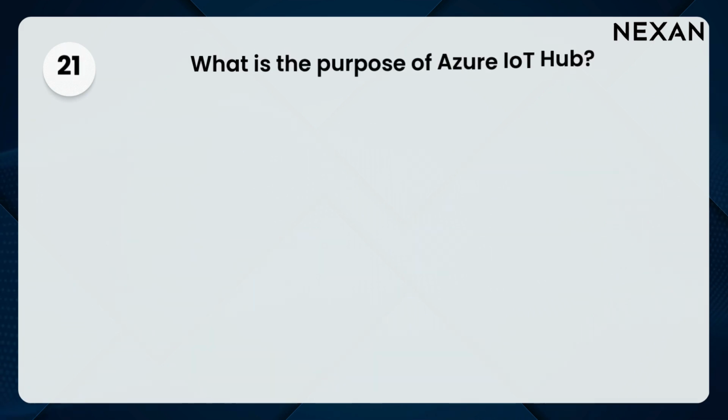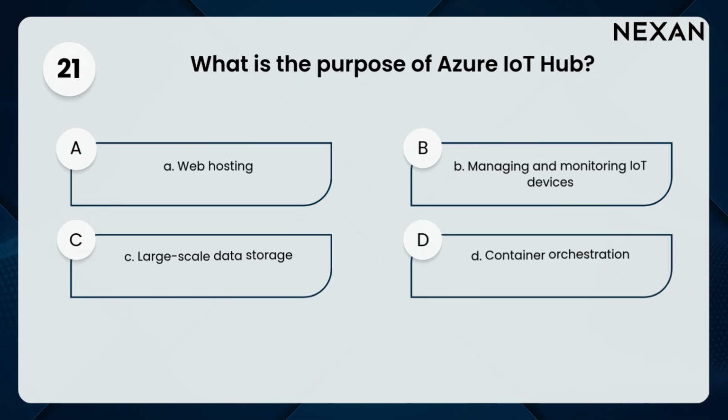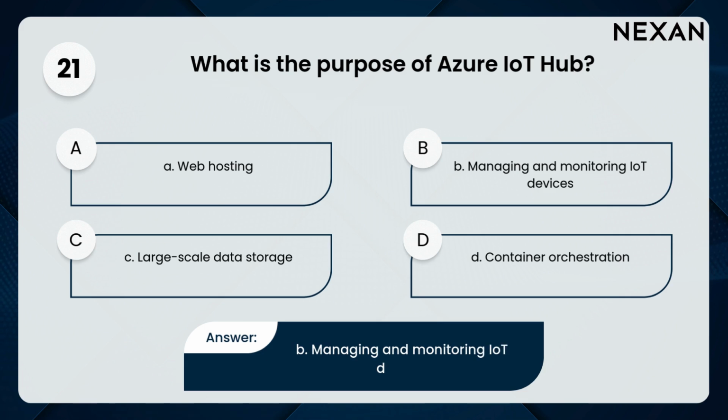21. What is the purpose of Azure IoT Hub? A. Web hosting, B. Managing and monitoring IoT devices, C. Large-scale data storage, D. Container orchestration. Answer: B. Managing and monitoring IoT devices.